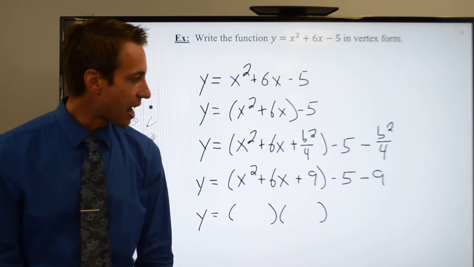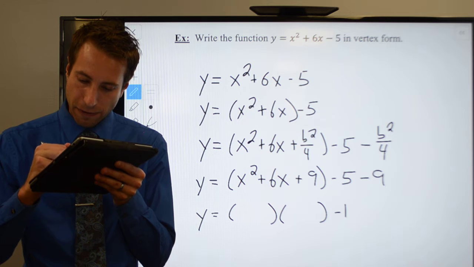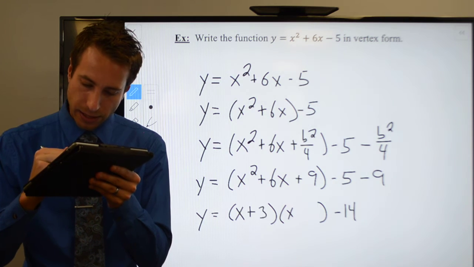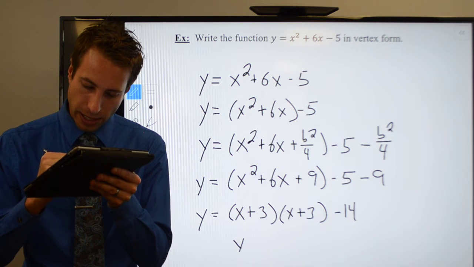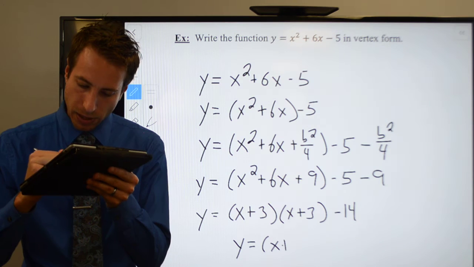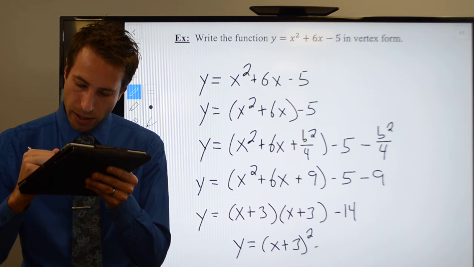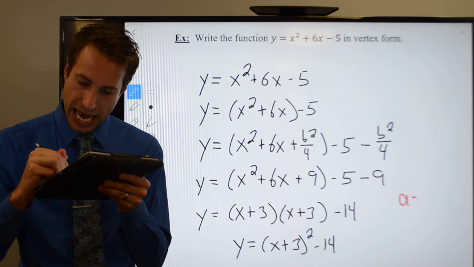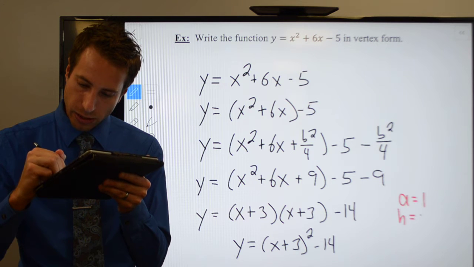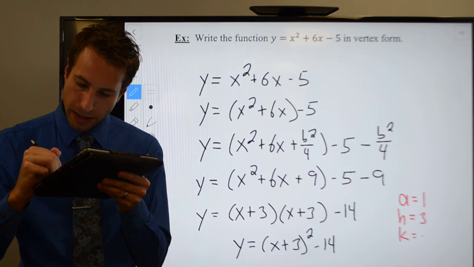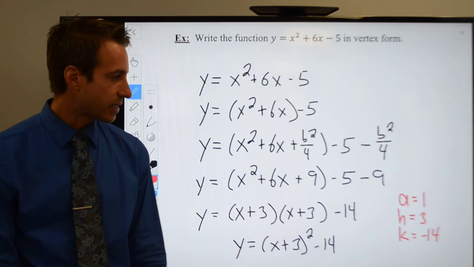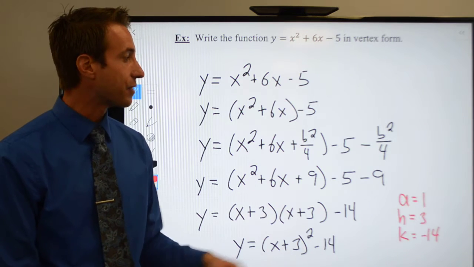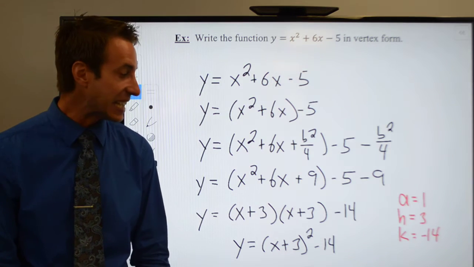And a negative 9 and a minus 5 should be a negative 14. I need an x and an x. It looks like it's going to be a positive 3 and a positive 3. So y is equal to (x + 3) squared minus 14. And again, I can quickly identify that my a is 1, my h is 3, and my k is a negative 14, which allows me to quickly make transformations to the parent function and graph this quadratic relatively easily.